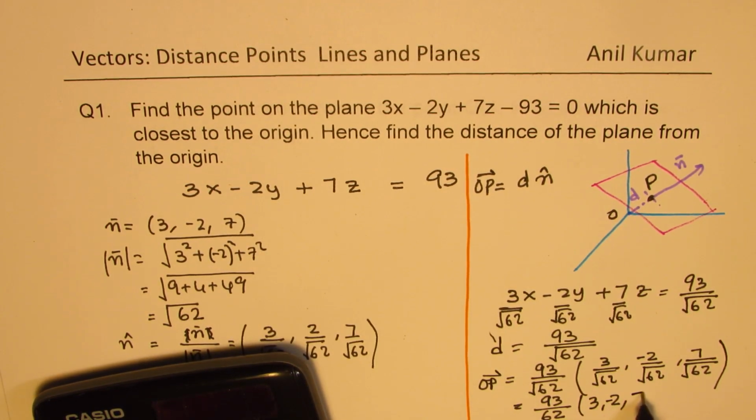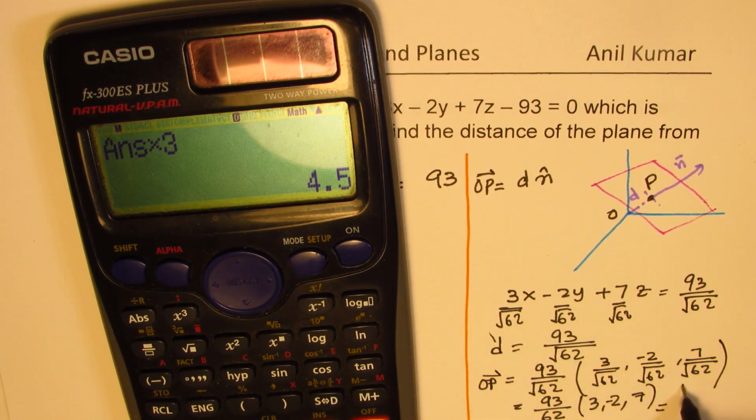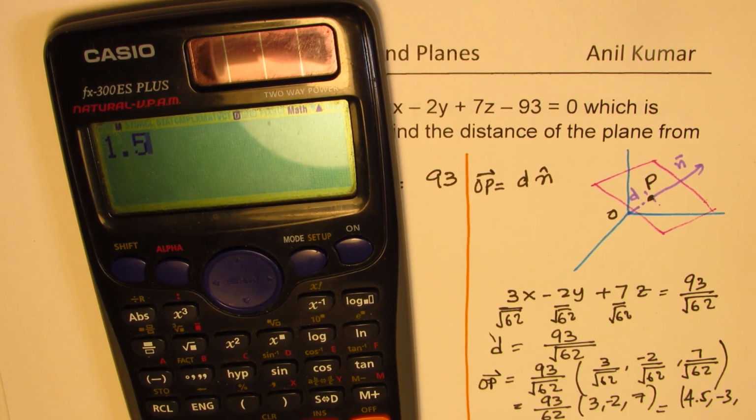So 3, minus 2, 7, right? So what is 93 over 62? 93 divided by 62 basically is 3 over 2, or 1.5, correct? So the actual point will be 1.5 times these. So we have 1.5 times 3, which is 4.5, and 1.5 times 2, which is 3, but with a negative sign, and 1.5 times 7, which is equal to 10.5.